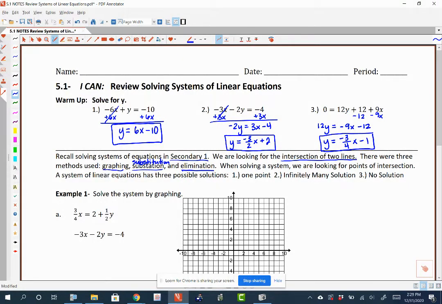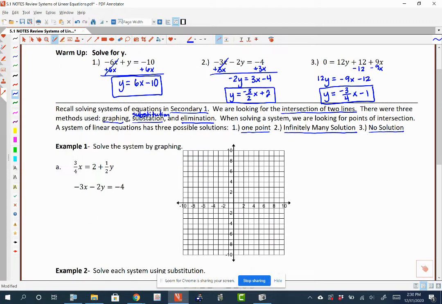So when we're solving a system, we're going to look for points of intersection. And there's 3 different possibilities. We could get a problem that has one point, one solution where they intersect. We could have it where they intersect everywhere and have infinitely many solutions, or they could never intersect, and we'd say that there's no solutions there. So let's look at example 1, which is graphing.